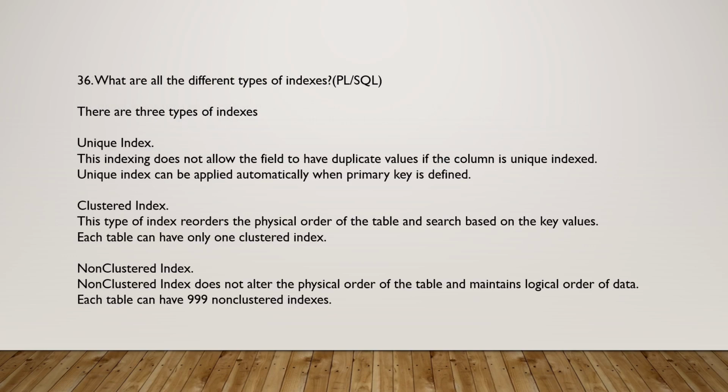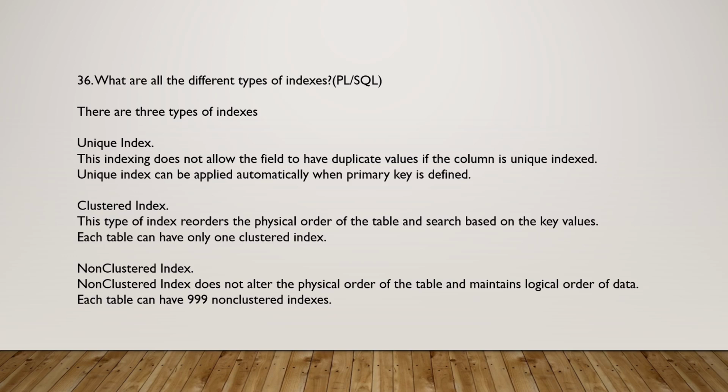What are all the different types of indexes? There are three types of indexes. Unique index: this indexing does not allow the field to have duplicate values if the column is unique indexed. Unique index can be applied automatically when a primary key is defined.